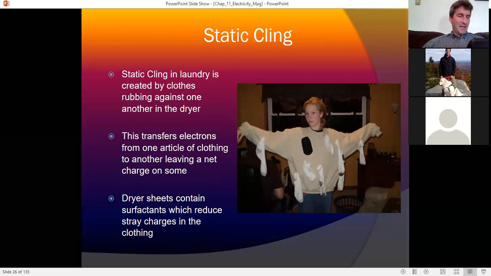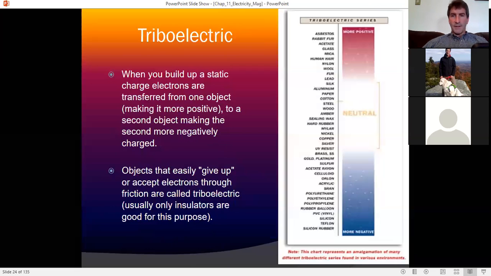Unfortunately, when clothes are in the dryer, the triboelectric effect causes the material to give up electrons or gain electrons. We'll go back to this chart right here. Cotton, for instance, tends to give up electrons a little bit. Let's see if we can find wool. Wool really likes to give up electrons, but don't put wool in your dryer. That's not smart.